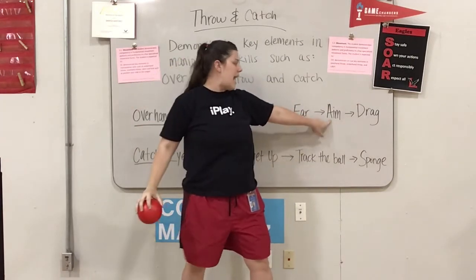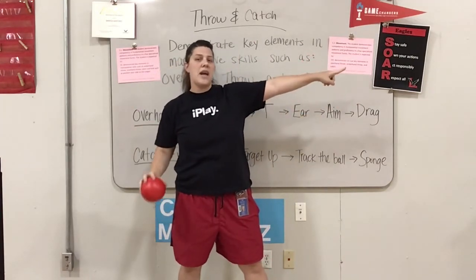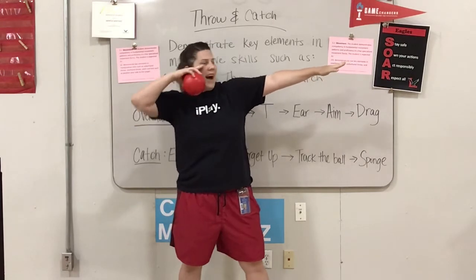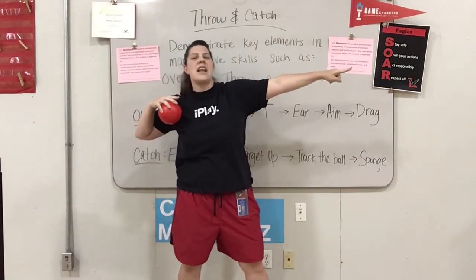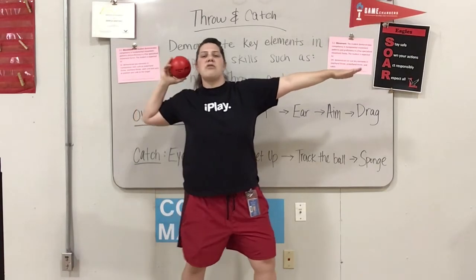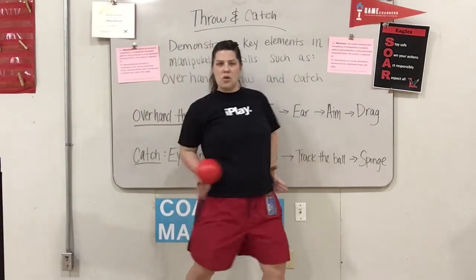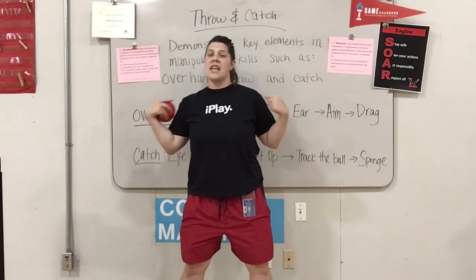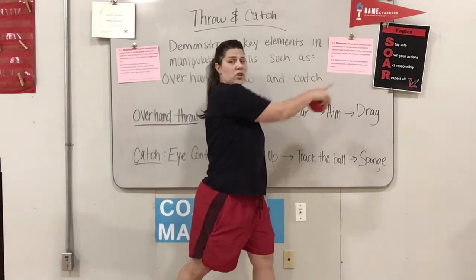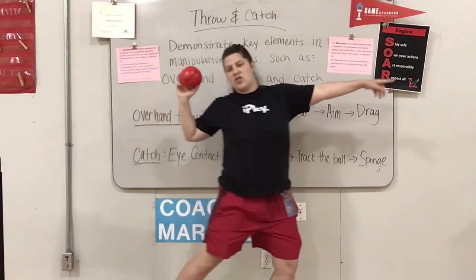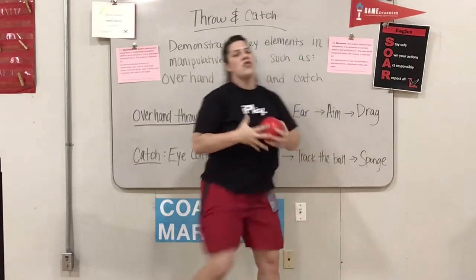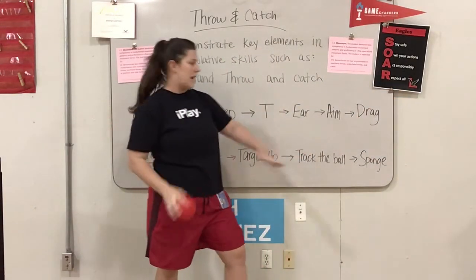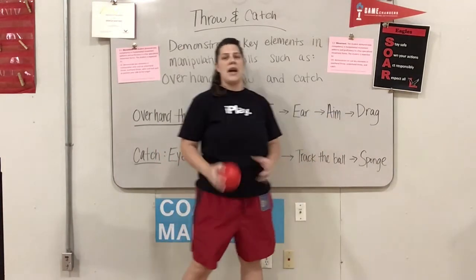The next part is aim. So use this front arm to point and aim, or you can kind of use your eye to look right down it, right where you're trying to aim. And the last part, as you're throwing, you're gonna take your hips and twist them back towards your target. You're gonna take your shoulders and twist them back towards your target. And as you do that, you're gonna drag this foot on the ground. If you pick this foot up, you'll lose all of your momentum. So that's why I pointed out the drag part at the end.